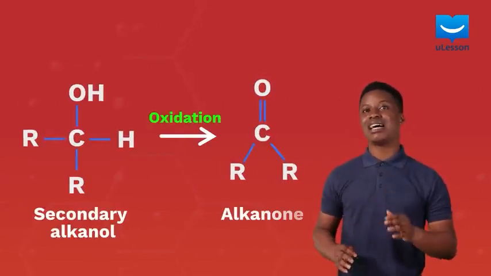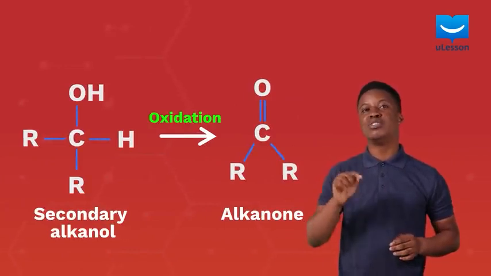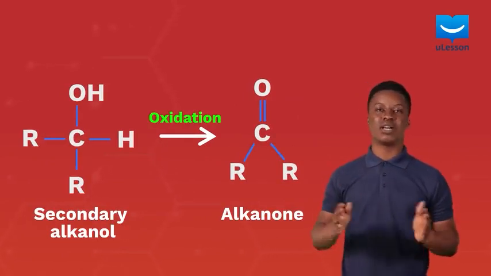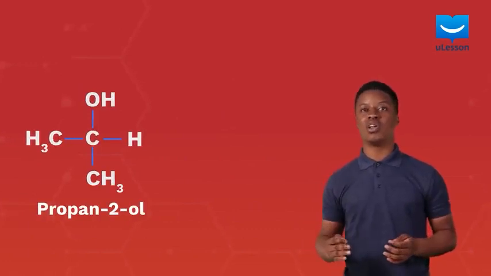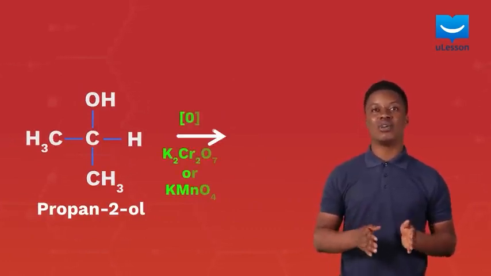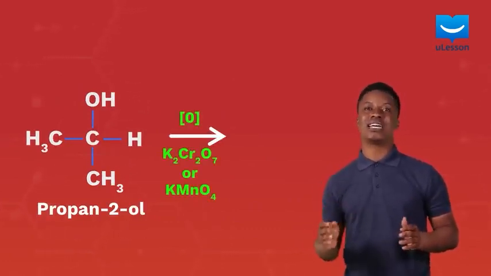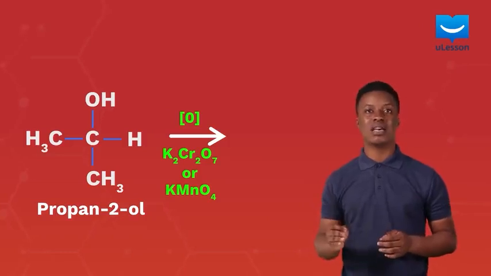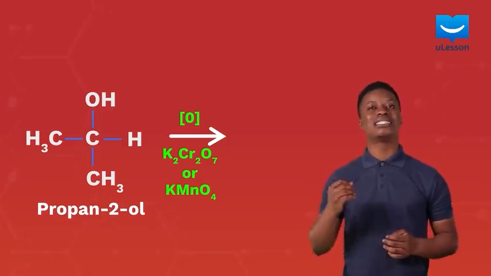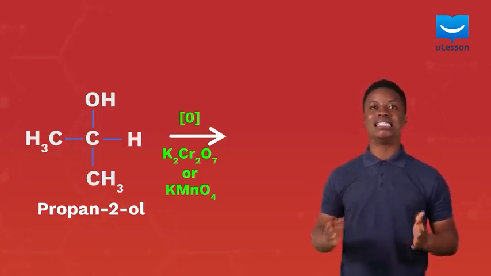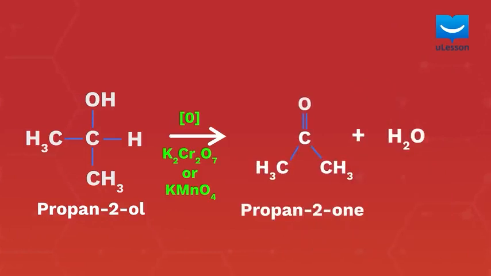Alkanones can be prepared using the same method. However, a secondary alkanol is used instead of a primary alkanol. For instance, oxidizing propan-2-ol, which is a secondary alkanol, using acidified potassium heptaoxodichromate(VI) or acidified potassium tetraoxomanganate(VII) yields propan-2-one. We've learned quite much about alkanals and alkanones.